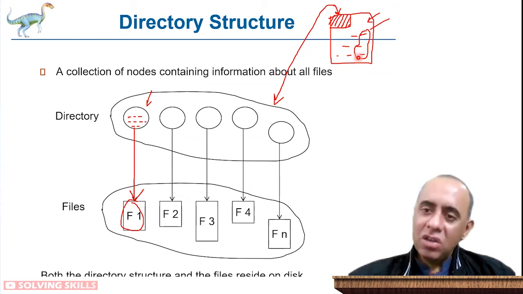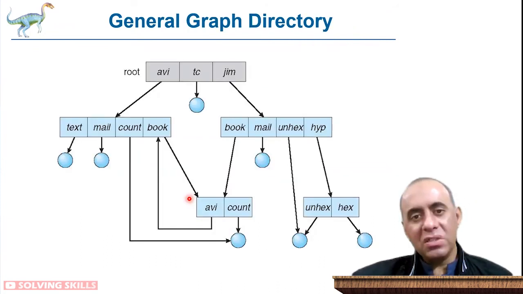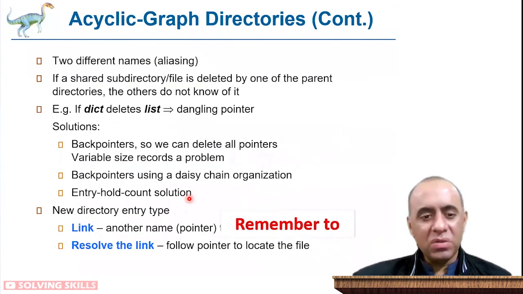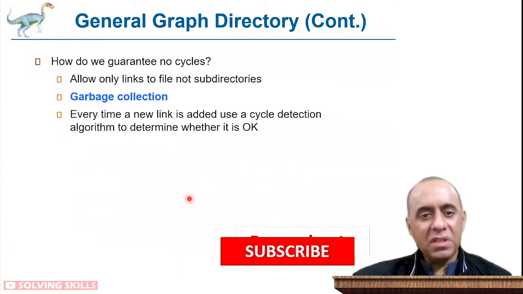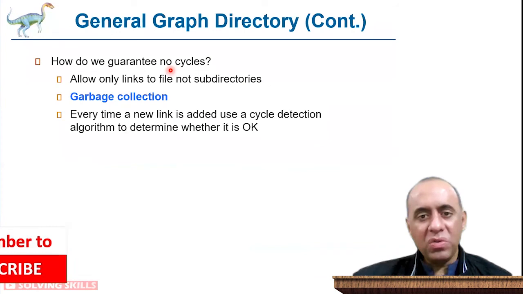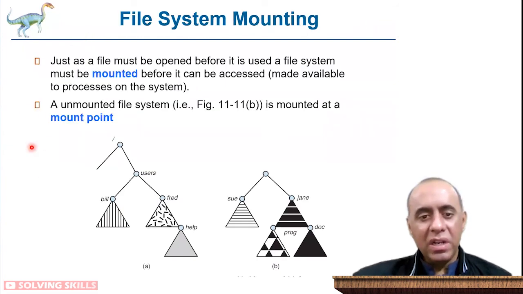There is another option: what if this collection was modified? Then obviously you will have to maintain that information. This is a general graph directory, so any arrow is possible, going from any location to any other location. So these are different types. And these are methods to reduce or eliminate cycles inside the general graph directory. Again, as I said, cycles may not be really useful, so we delete the cycles.